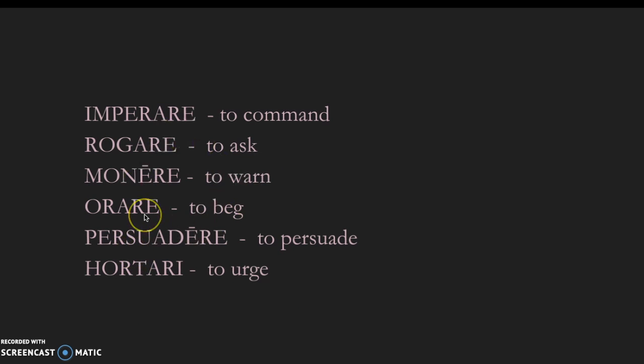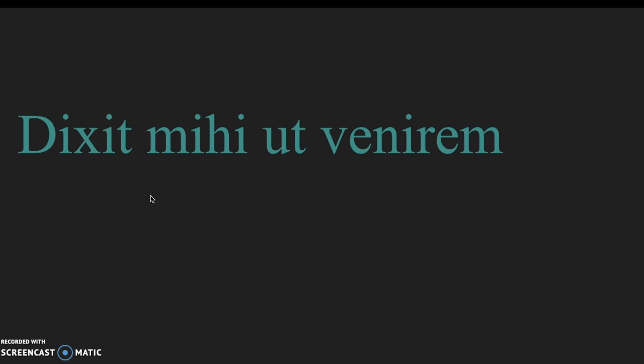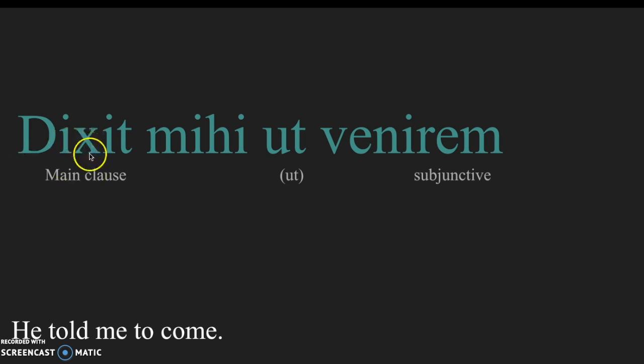Here are some examples of the main clause. Here's a sentence. Dixit mihi ut venirem, which means he told me to come. Dixit is our main clause. Ut is our second component of making an indirect command. Venirem is our subjunctive.